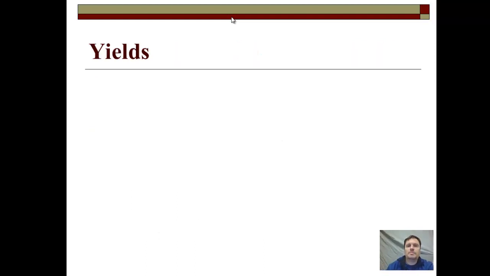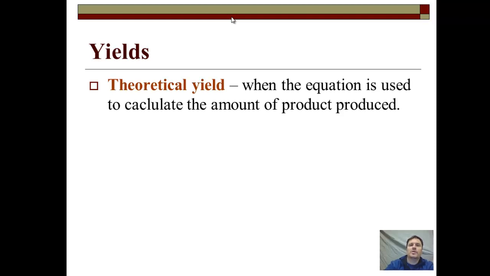Okay, we should talk about yield. Yield means how much did you get off. And there's two types. There's what we call the theoretical yield. This is when we use an equation using stoichiometry to figure out how much of the product should be produced. We start with X grams of a reactant, we should get this much product out. We do that using the stoichiometry in the equation.